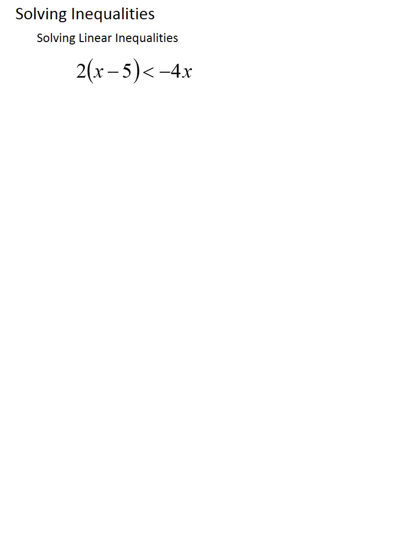Here's a different example. Suppose we wanted to solve this inequality. That means we want to find all values of x for which this is a true statement. I'm going to consider the corresponding equation, which turns out to have a solution of 5/3. If you want to try the algebra yourself, pause the video here and try the algebra.